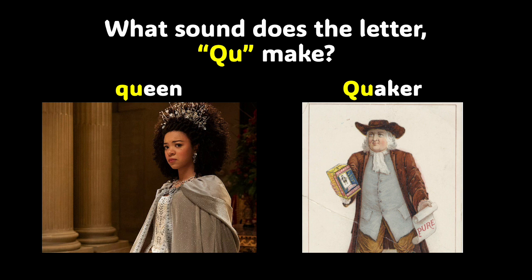What sound does the Q make, or the QU make? It makes the sound usually of qua, like in queen and Quaker. The Q is usually almost always followed by the U. QU can be at the beginning of words, in the middle of words, and also QUE is sometimes at the end of words, and that will change the sound. Let's say these words one more time. Repeat after me. Queen, Quaker.